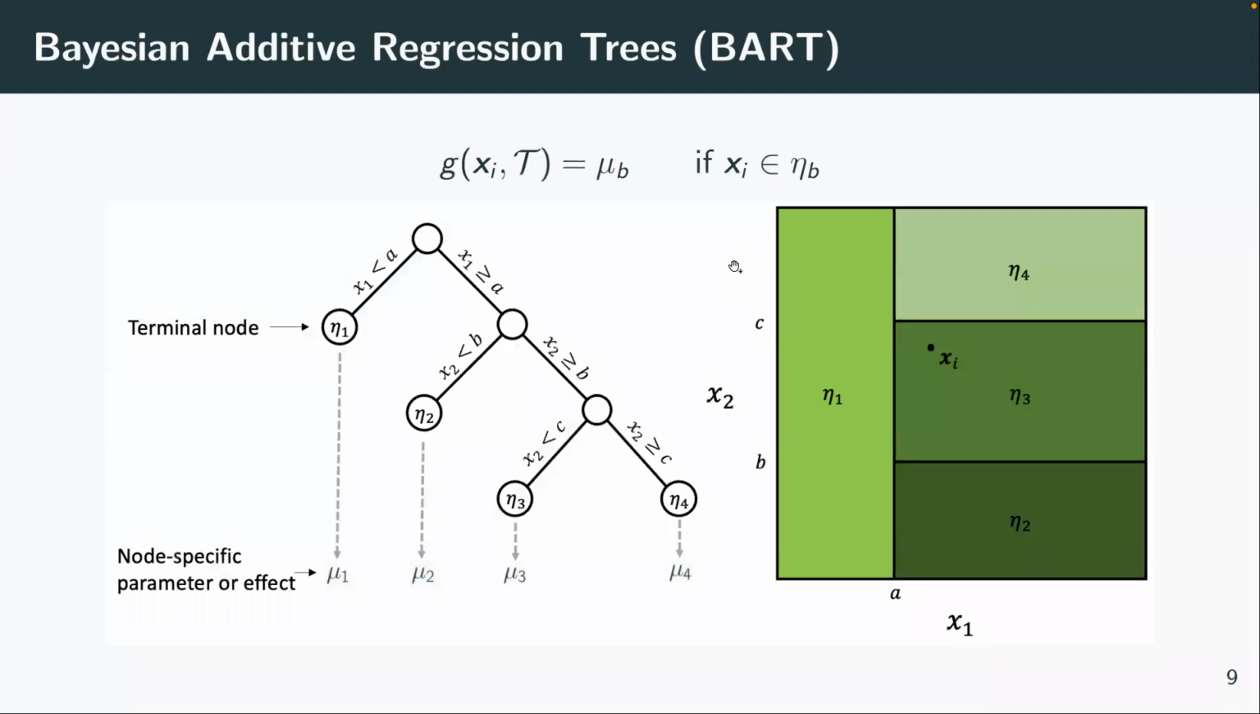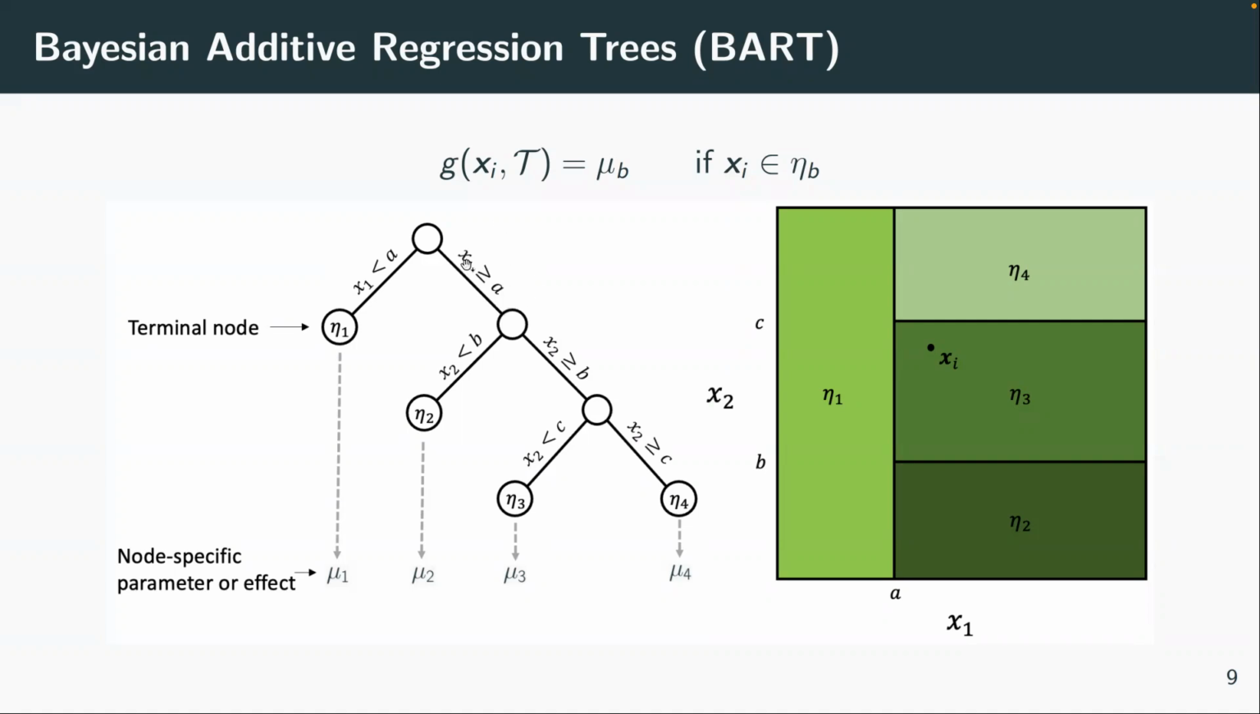So briefly, what these models do is essentially, the key building block is a binary tree. This is an example of a binary tree here. We have some data in this example that has two predictors, X1 and X2. Up here at the top, all the data is grouped together into one group, and then we split it into two based on some decision rule. In this case, it's saying X1 is less than A versus X1 is greater than or equal to A.